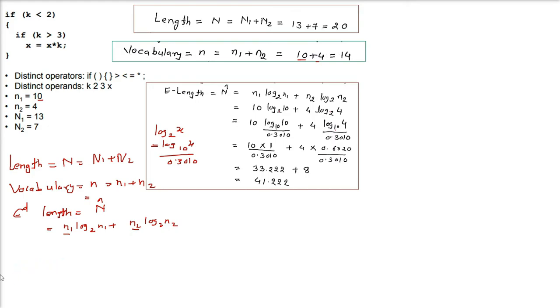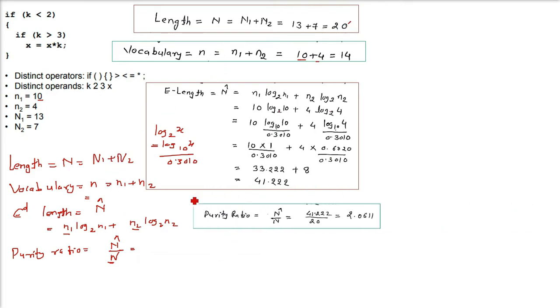Next thing will be purity ratio. Purity ratio will be this n cap which we have just calculated, the estimated length, divided by capital N. N cap was 41.222. And what is the capital N? Capital N is 20. So this is the computation. Purity ratio is 2.0611.